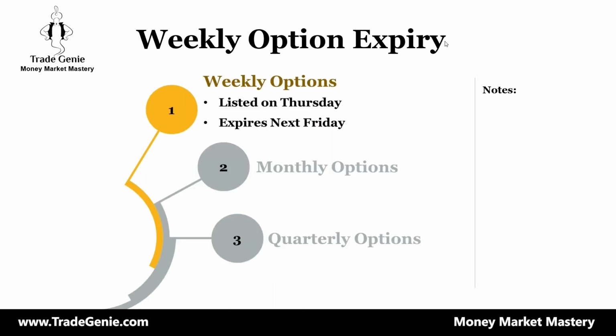So, weekly option expiry. Weekly options are listed on Thursday. Not all the stocks have weekly options. The stocks which are very active, Momo stocks, have weekly options. They are listed on Thursday, and then they expire next Friday. So it means they have 8 days, or 7 trading days.